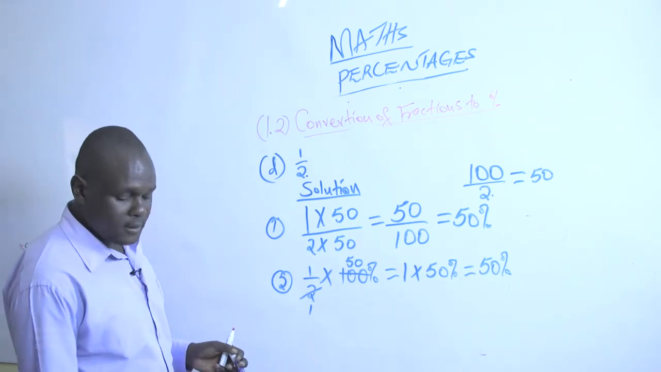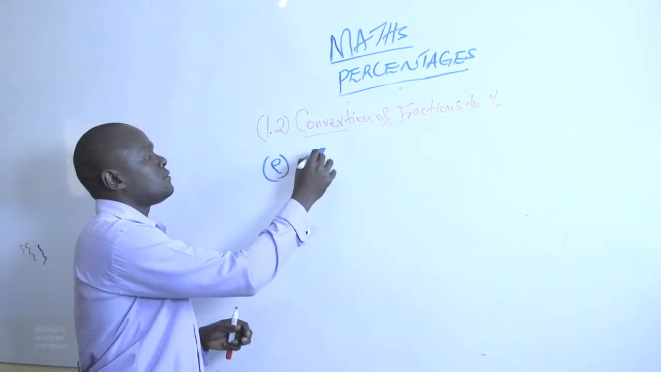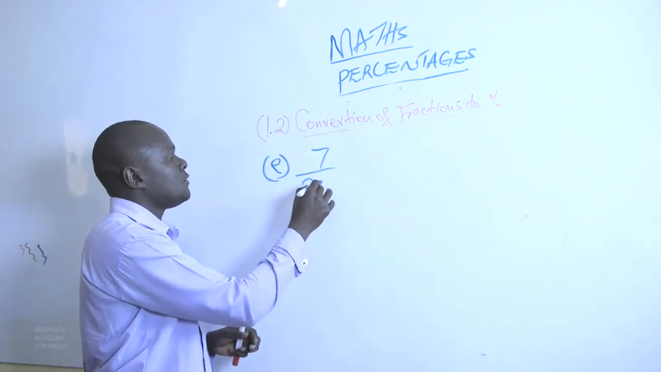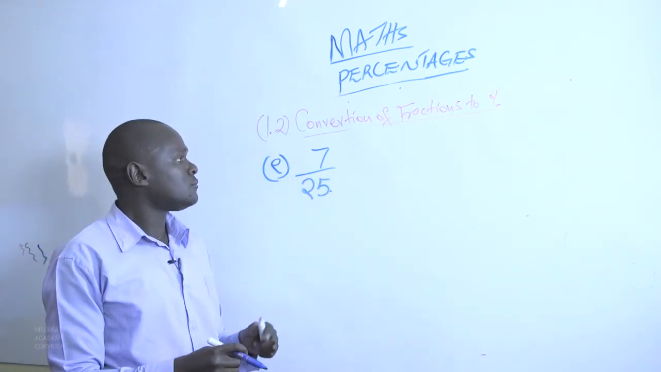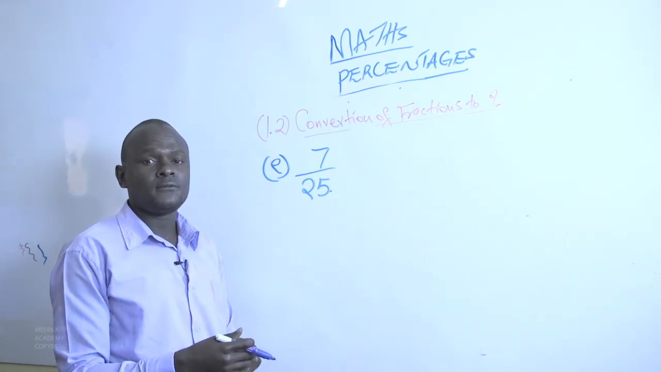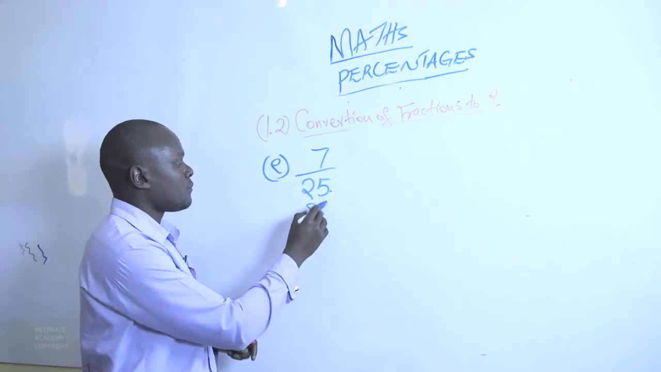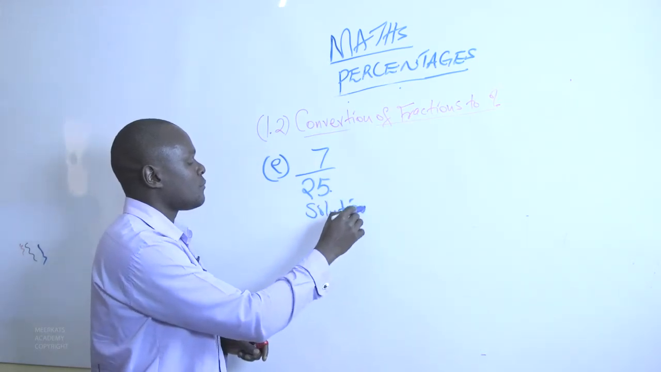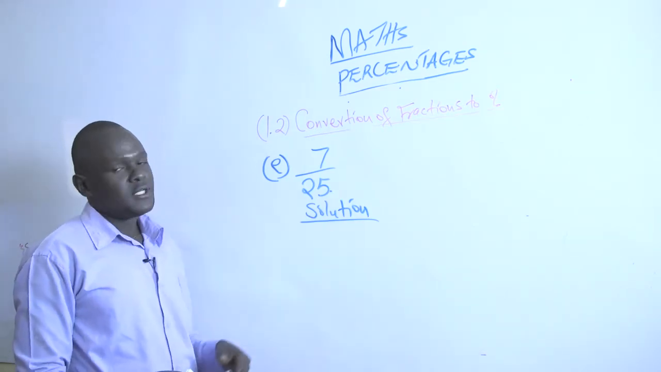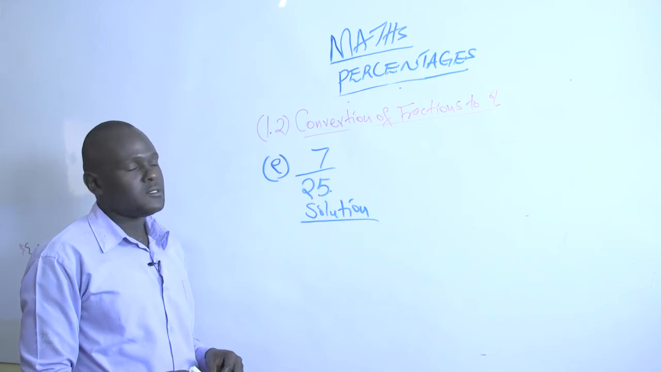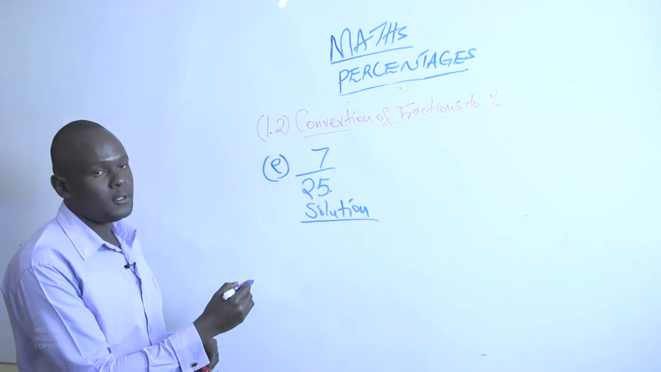We can also look at another example. This is 7 out of 25. We want to convert this particular fraction, 7 out of 25, to percentage. This time round, we are going to limit ourselves to the first method, because the second one can also apply to solve the same.